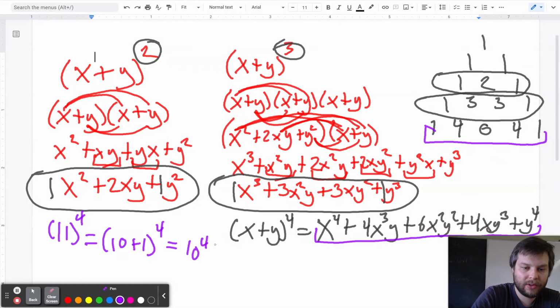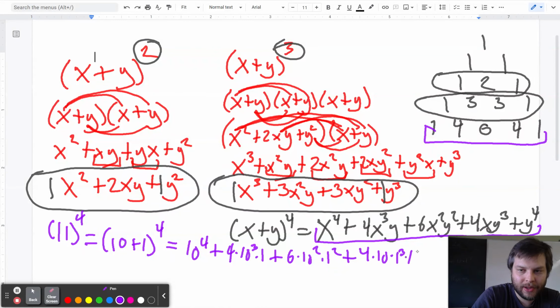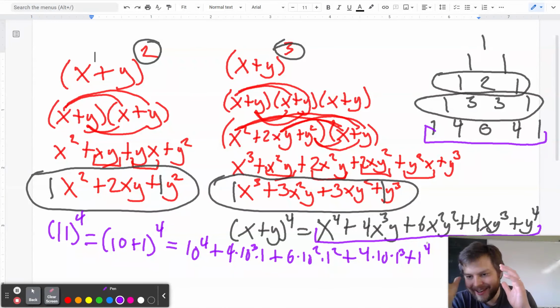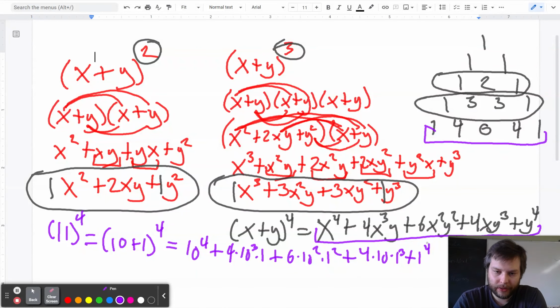10 to the fourth plus 4 times 10 cubed times 1 plus 6 times 10 squared times 1 squared plus 4 times 10 times 1 cubed plus 1 to the fourth. Now, I wrote out all the 1s. In my head, I know that 1 raised to any power is just 1.